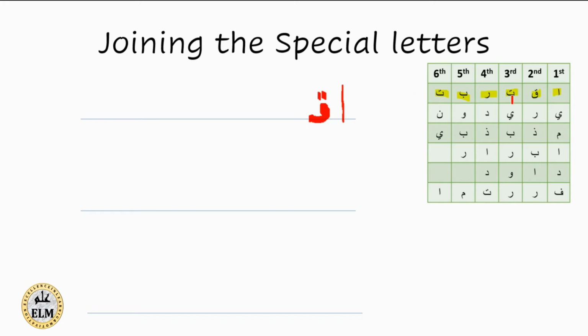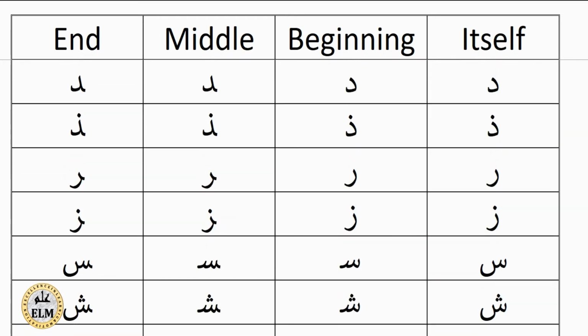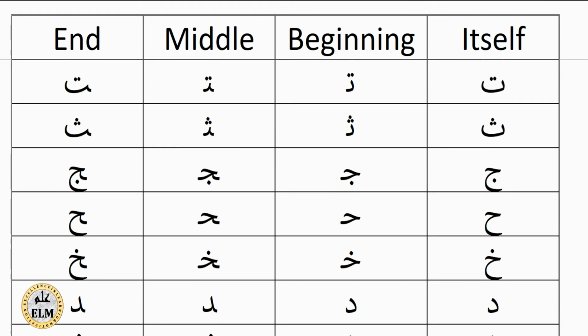Ta does join on both sides. Ta is in the middle, so we'll look at the middle form. This is how ta looks in the middle. Let's copy this.